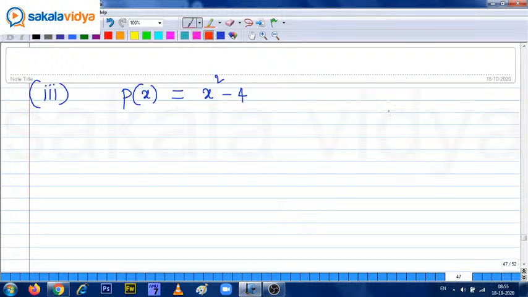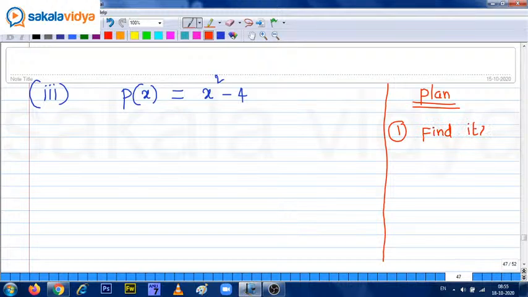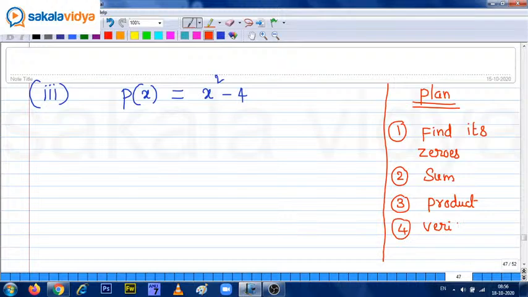Same plan needs to be applied here. What is the plan of action to be implemented? First, find its zeros. Second, sum of zeros. Third, product of the zeros. Fourth one is verification. So these steps are to be followed. This is the plan to solve the problem. No, it's not a quadratic. It's a quadratic polynomial. Another name is there. You try.